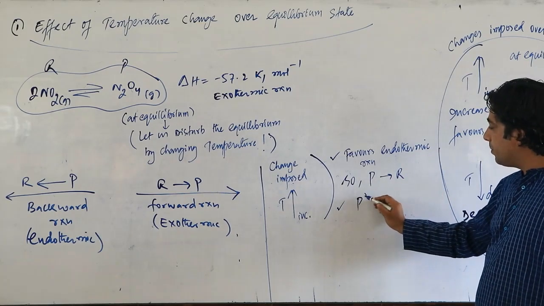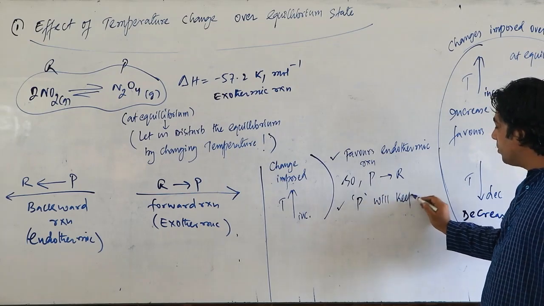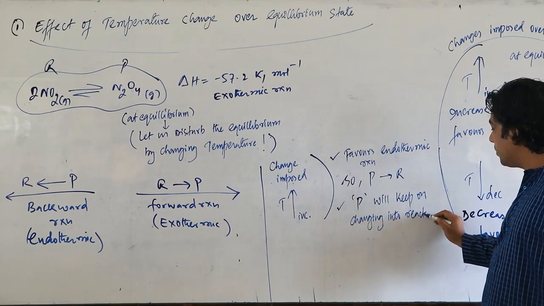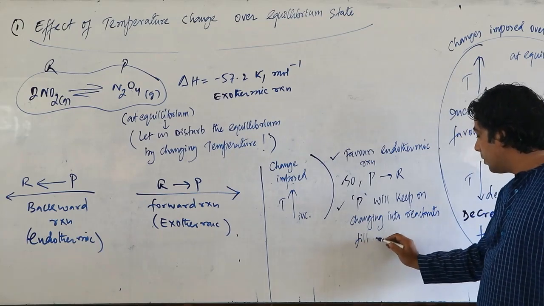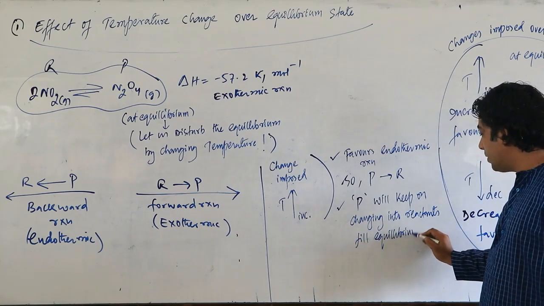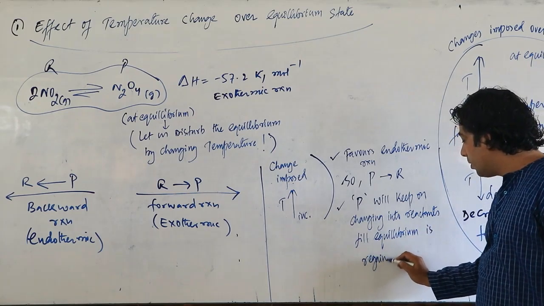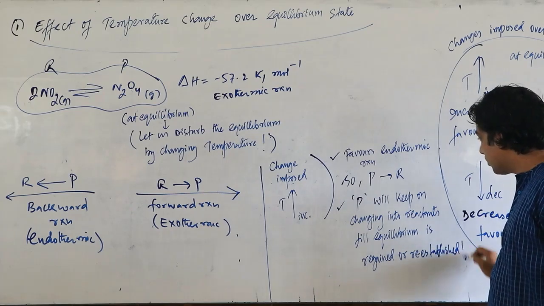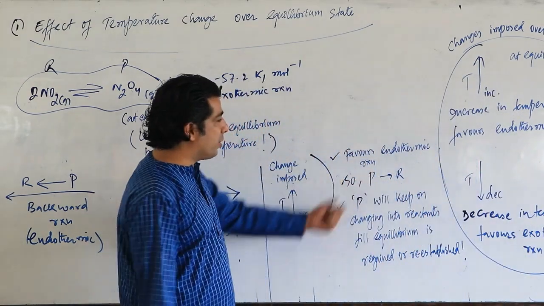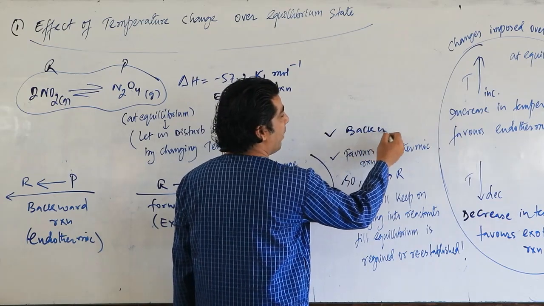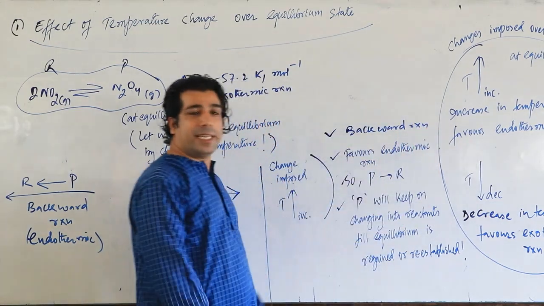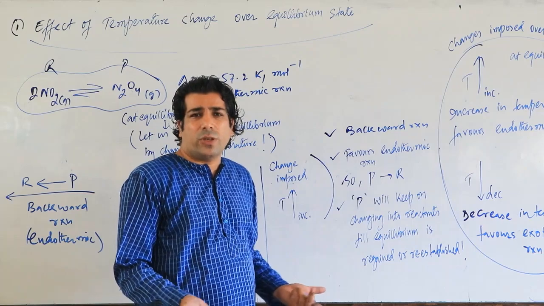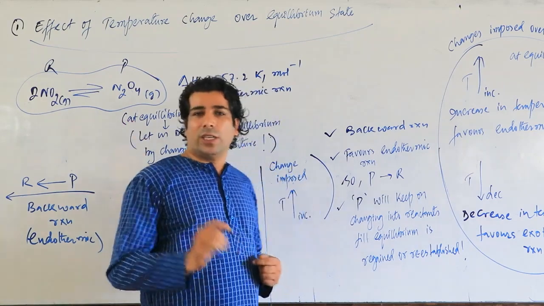So I will write down: product will keep on changing into reactants till equilibrium is re-established. We can say equilibrium is regained, or you can say re-established. So very simple. The endothermic reaction here is the backward reaction. It's not necessary that the endothermic reaction will always be the backward reaction. In some reactions the forward reaction can also be endothermic. But here, endothermic is the backward reaction.